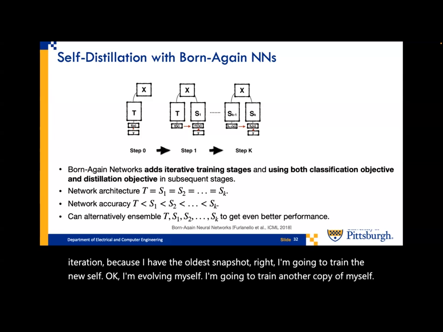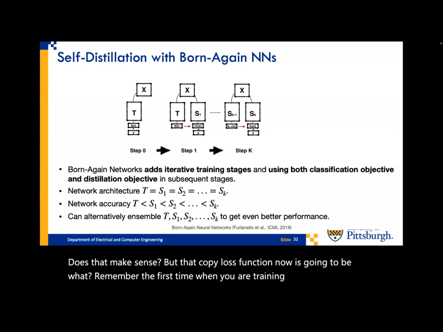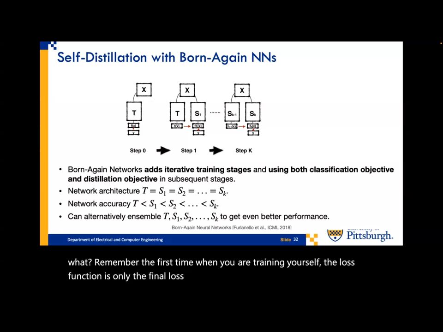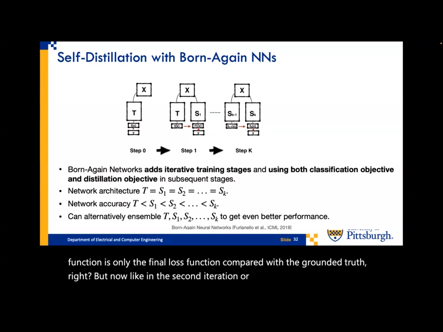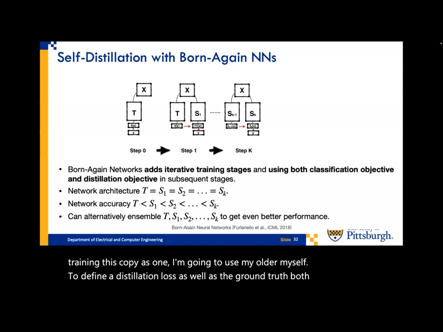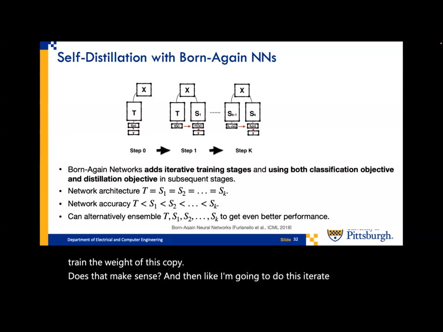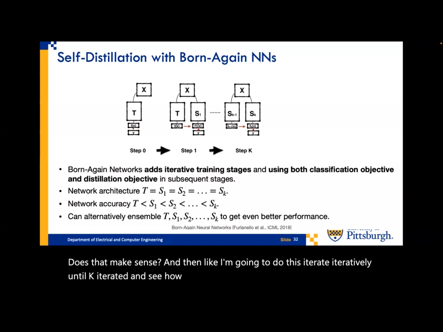Does that make sense? But that copy's loss function now is going to be different. Remember, the first time you are training yourself, the loss function is only the final loss compared with the ground truth. But in the second iteration, when I'm training this copy, I'm going to use my older self to define a distillation loss as well as the ground truth, both of them, to train the weights of this copy. Does that make sense? And then I'm going to do this iteratively until k iterations, and see how that improves the performance. So you have multiple snapshots of your own weights.